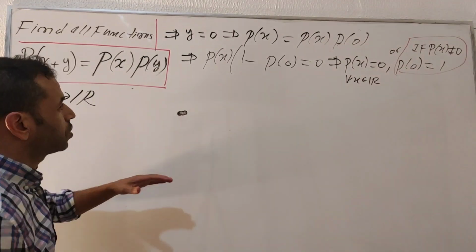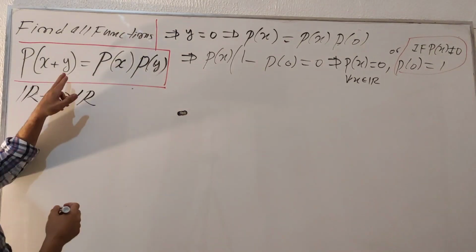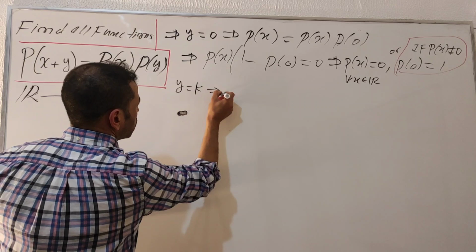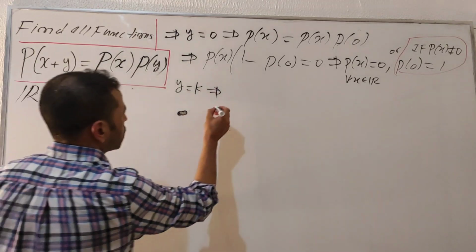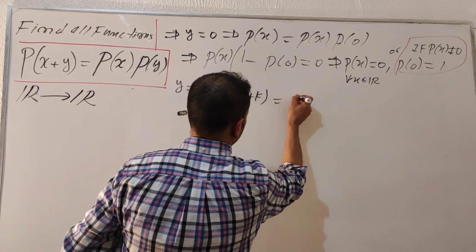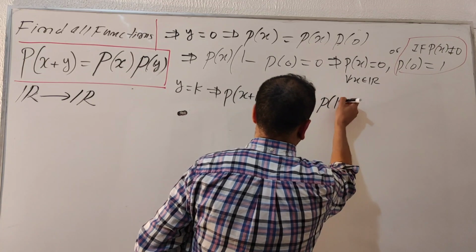Let's go back to the original expression here. Let's set y equals k as a new substitution. So replacing this one into this one, I get P of x plus k equals P of x multiplied by P of k, like this.